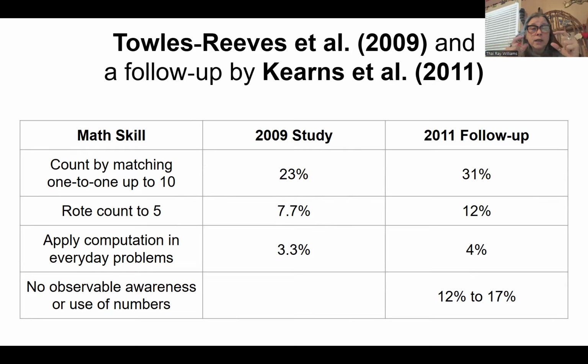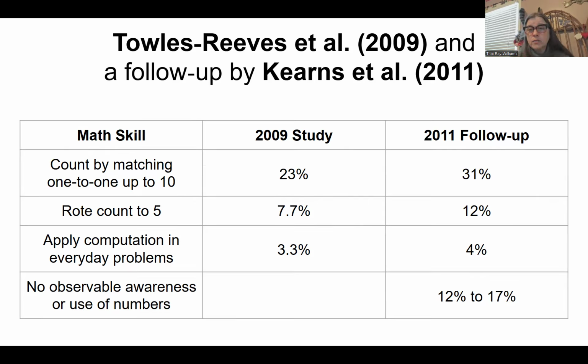And they wanted to look at individual math skills and see where students with moderate and severe disabilities are proficient. What does that data look like? So when they looked at math by matching one to one up to 10, so that's one-to-one correspondence up to 10, just counting, not telling how many is in a set, in 2009, 23% of students with moderate to severe disabilities were proficient. Then in 2011, it was 31%.